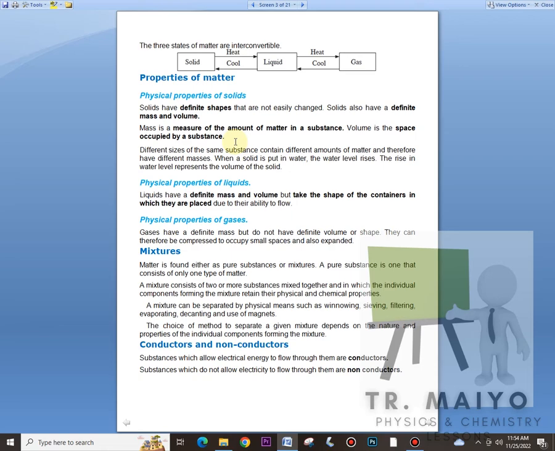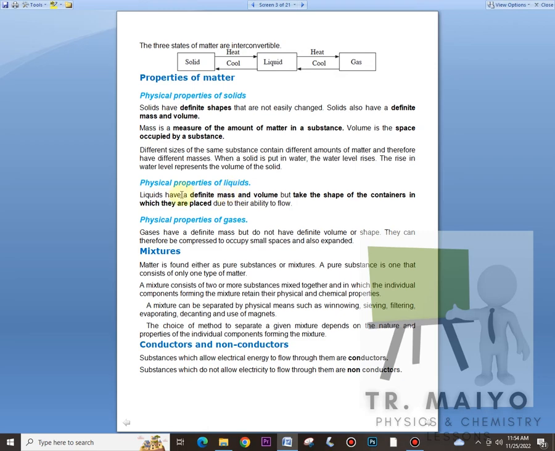That one was necessary so that you know what we were talking about. So solid, if you want to give a physical property of a state of matter, you give it in terms of the shape, the mass, and the volume. Now, solid has the 3 of them being definite shape, definite mass, and definite volume. Different sizes of the same substance can contain different amounts of matter and therefore have different masses. Yes, when a solid is put in water, the water level rises. The rise in the level represents the volume of the solid. If you have put some liquid, maybe water, halfway in a container, then you put a stone, the level of water will rise. Why? Because the stone that you have just inserted inside the water, that's what occupies space.